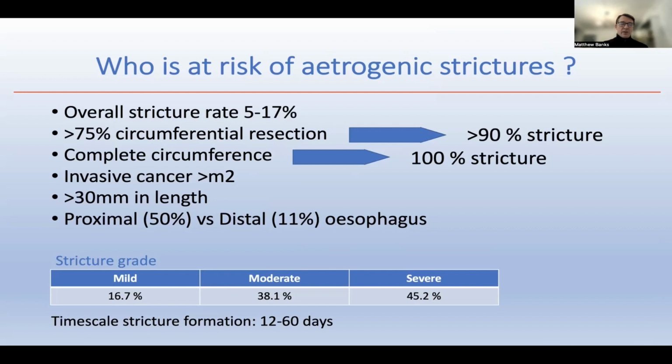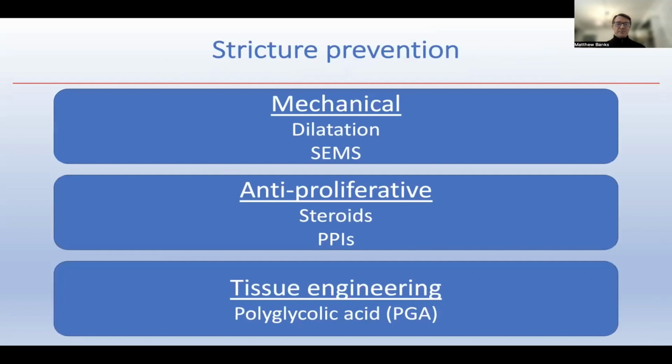Other factors that can increase the risk include the extent of the cancer invasion, particularly if it's beyond M2, and the length of resection, those who have resections over 30 millimeters. Finally, strictures are far more common for proximal resections versus distal resections. Once established, most of the strictures tend to be moderate to severe, and development of strictures is between 12 and 60 days. So if you are thinking of bringing a patient back for dilatation, these are the timeframes to consider.